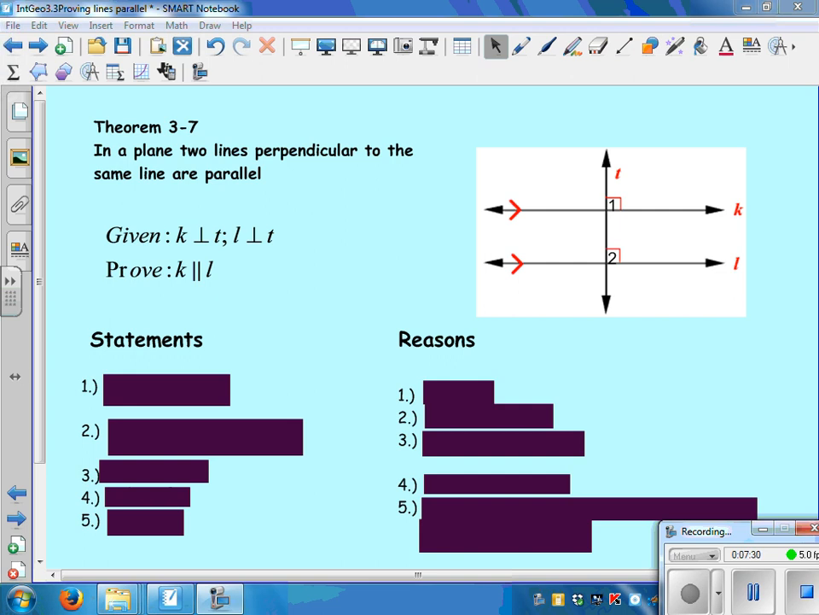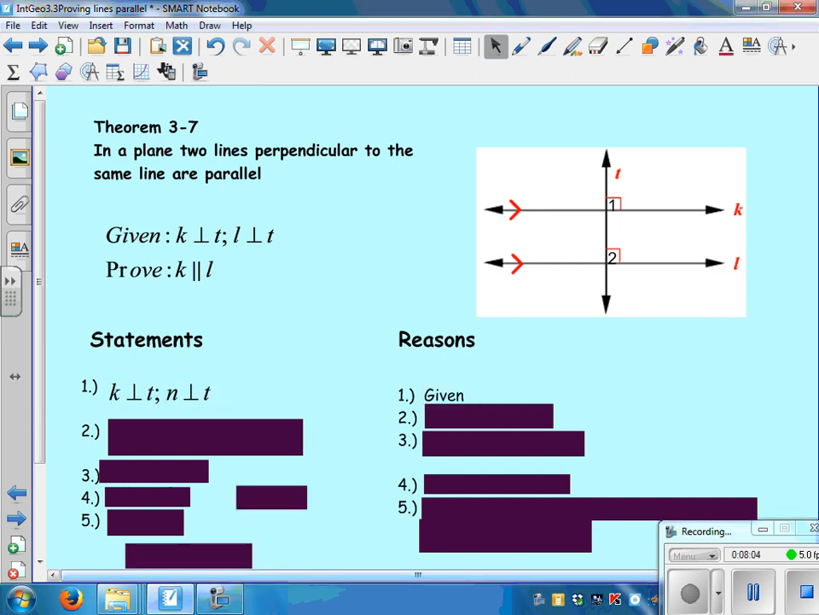It seems kind of obvious. In a plane, 2 lines perpendicular to the same line are going to be parallel to each other. So if T is perpendicular to both K and L, then K and L will be parallel. So we're going to go through that process of trying to prove that as well. The nice thing about angle 1 and angle 2 is they are corresponding to each other as well. So we can work at that corresponding idea. They tell you that K is perpendicular to T and L is perpendicular to T, and of course that's your given.